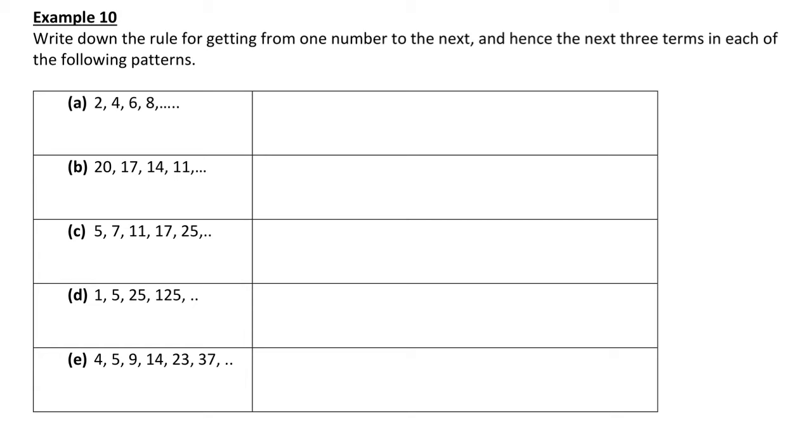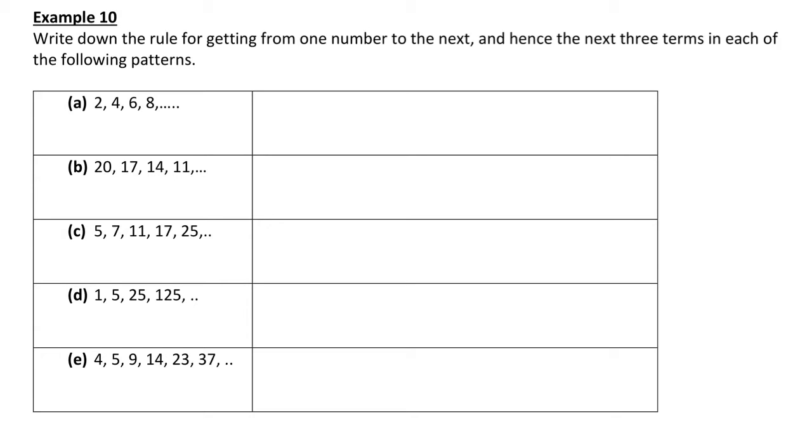20, then to 17, to 14, and to 11. 20 to 17 is take away 3. 17 to 14 is take away 3. Take away 3, so this time it's take away 3 each time. And the next 3 terms are going to be 8, 5, and 2.